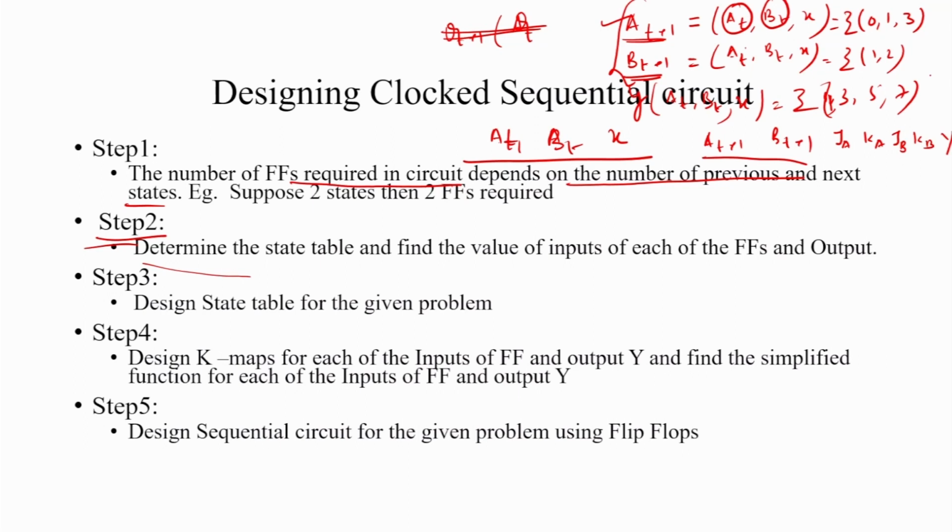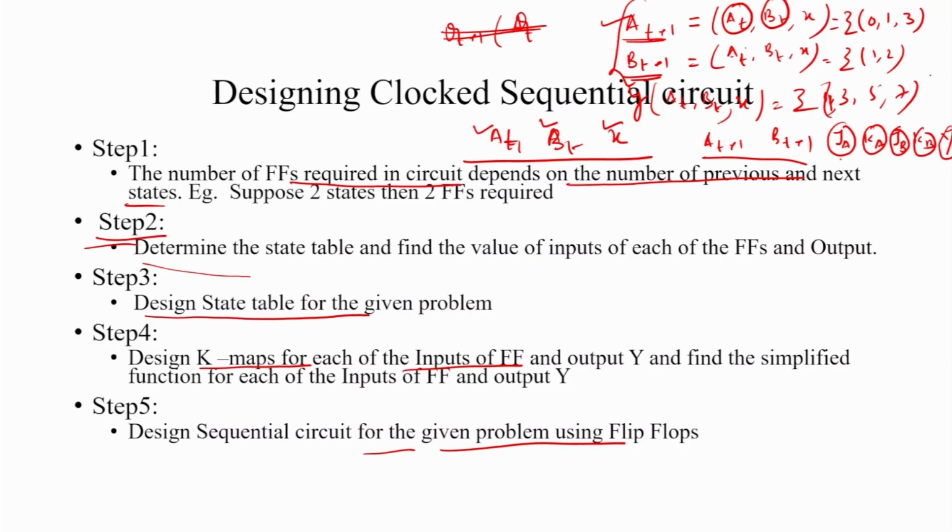After designing the state table of the given problem, design K-maps for each of the flip-flop inputs JA, KA, JB, KB and the output Y, and then find a simplified expression for these inputs in terms of A(t), B(t) and X. Then design the sequential circuit for the given problem using flip-flops, JK flip-flops, D flip-flops or T flip-flops.